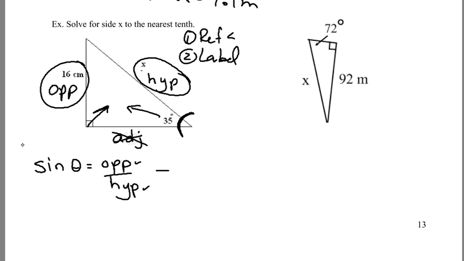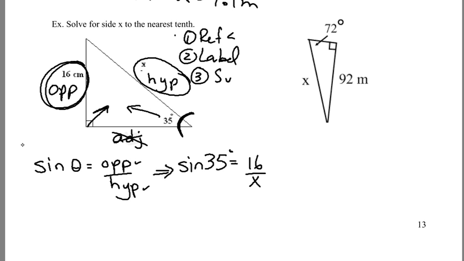So now we can substitute in. Sine of our reference angle, don't forget to put that in, equals opposite 16 over hypotenuse, which is x. So step 1, reference. Step 2, label. Step 3, substitute into the ratio. And now the last step is we cross multiply to find a side. Set sine 35 over 1 and cross multiply.